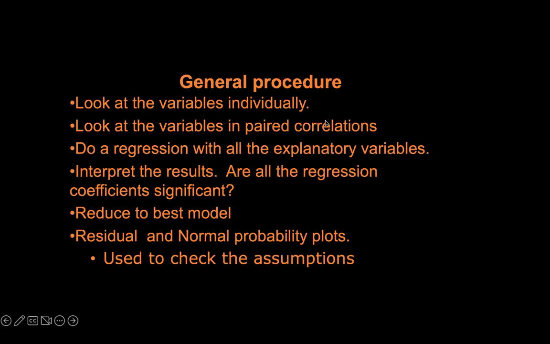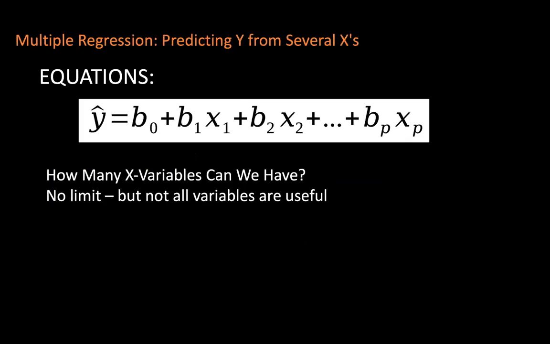Number 7, we will be talking about multiple regression, predicting y from several x's. The general procedure is to look at the variables individually, and then look at the variables in paired correlations, and then do a regression with all the explanatory variables, and then we interpret the results. Are all the regression coefficients significant? And then we reduce to the best model. We also will talk about residual and normal probability plots, and those are used to check the assumptions.